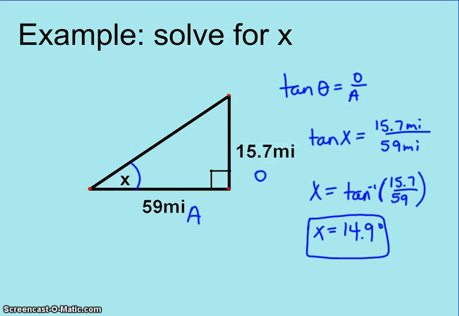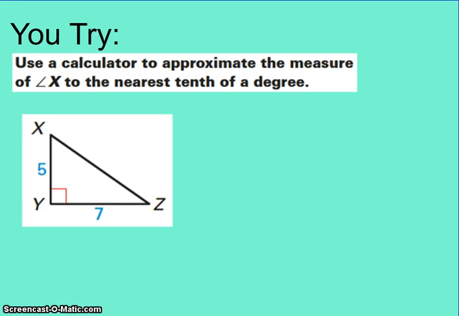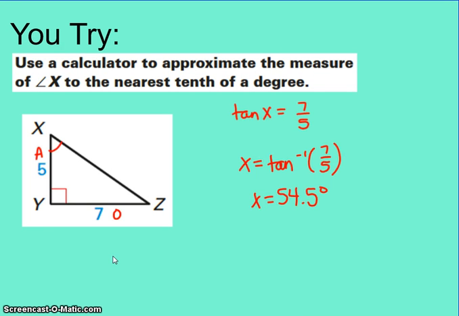Alright, so why don't you try this problem right here. I want you to find the measure of angle X to the nearest tenth of a degree. Pause the video and give it a shot. Alright, so the opposite of X was 7 and adjacent was 5. So I'm going to use tangent here. The tangent inverse of 7 over 5 gives me my angle measure of 54.5 degrees.